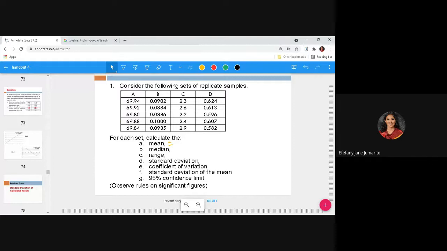Okay, so what about the range? So kuhaon ninyo na tanan class. Sige daw, I'll give you time. In set A, calculate mean, median, range, standard deviation, coefficient of variation, standard deviation of the mean, 95% confidence limit. Okay. For the mean, we have... 69.88 ang median, ma'am.